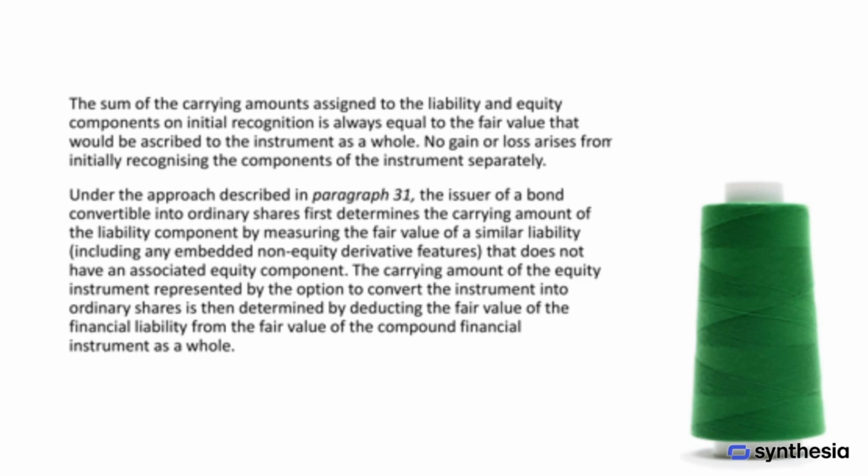This is done by measuring the fair value of a similar liability, including any embedded non-equity derivative features, that does not have an equity component. Once the liability component is measured, the carrying amount of the equity component, which represents the option to convert the bond into ordinary shares, is calculated by subtracting the fair value of the liability from the fair value of the compound financial instrument as a whole.